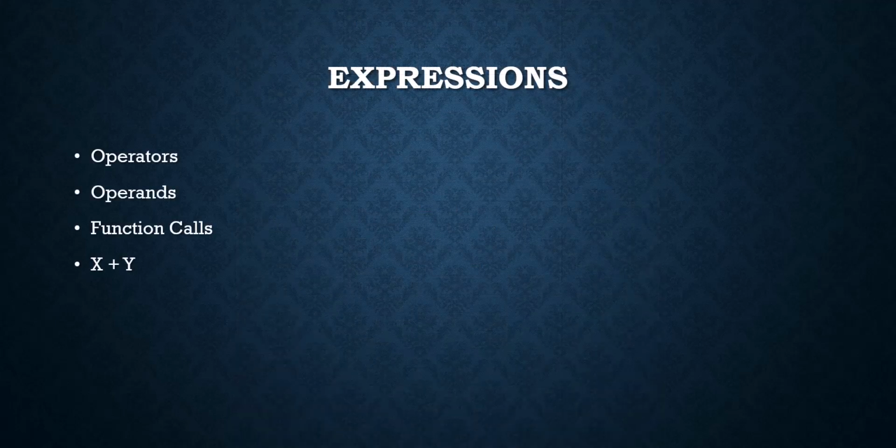An expression is a combination of operators, operands, and function calls that evaluates to a single value. Expressions can be simple like x plus y or complex involving multiple operators and operands. Let's see some examples of using operators and expressions in C.